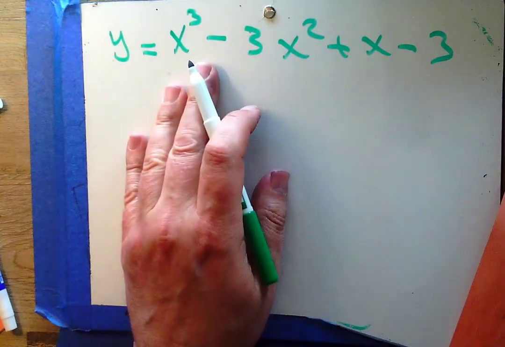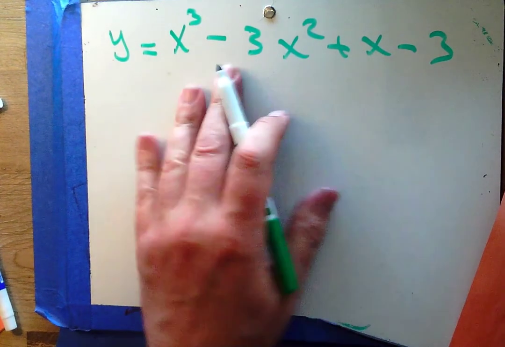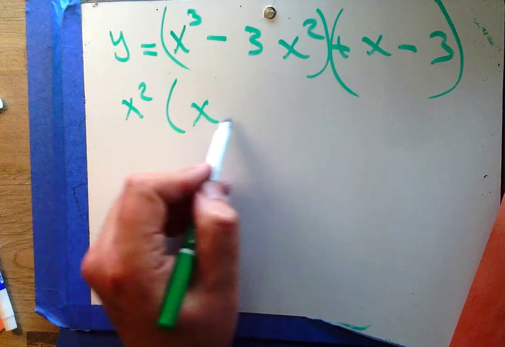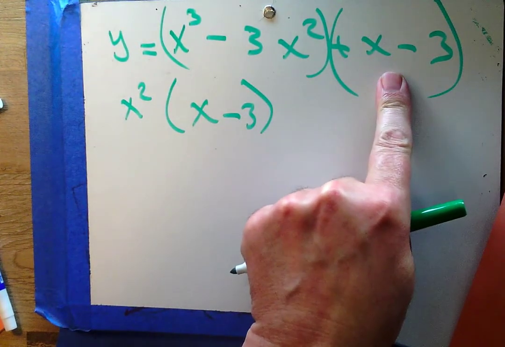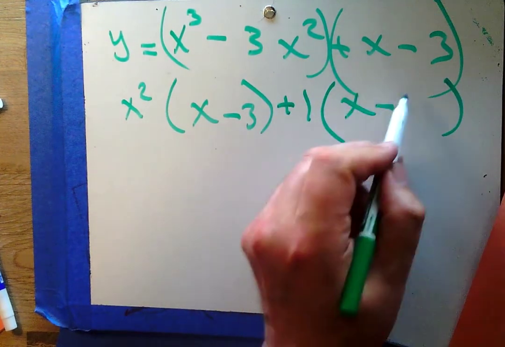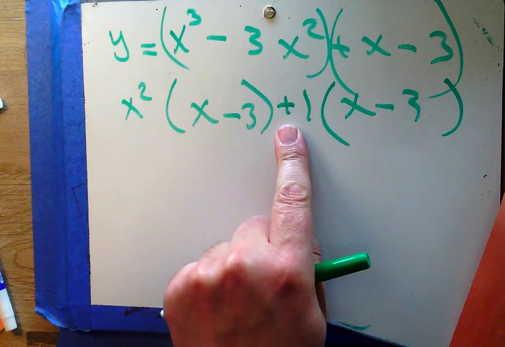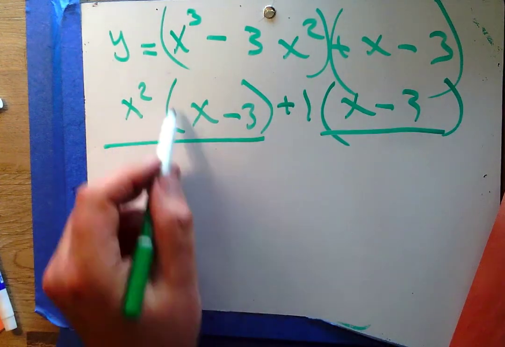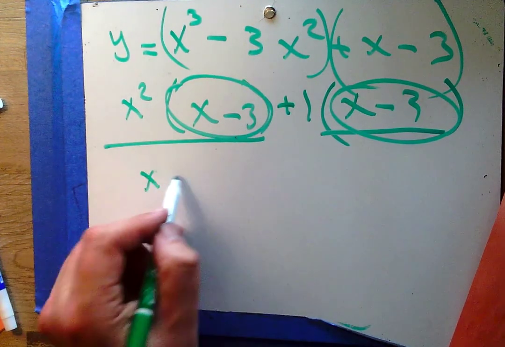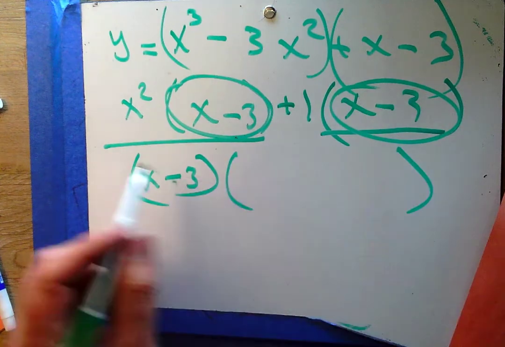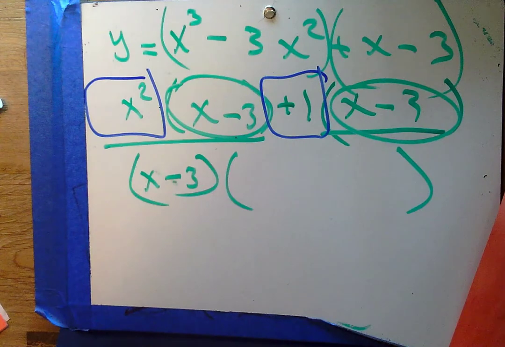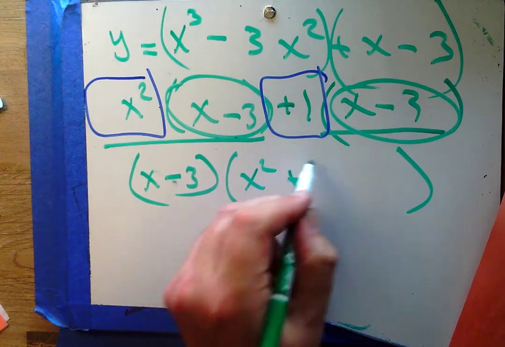Well, I'm going to factor, because look, I got these 4 terms. I take out an x squared. It leaves me x minus 3. Here's an x minus 3. Oh, great. You have to factor something out, even if it's just a positive 1. So now I have these 2 terms, and they both have this common factor. Take out that common factor, x minus 3. Now what am I left with? Well, I'm left with this x squared and this plus 1. So here I have x squared plus 1.